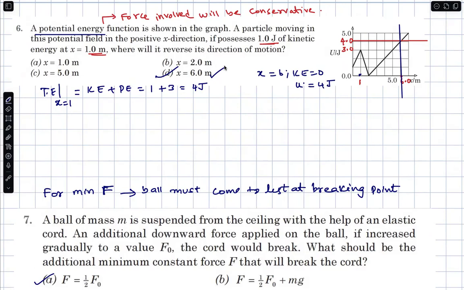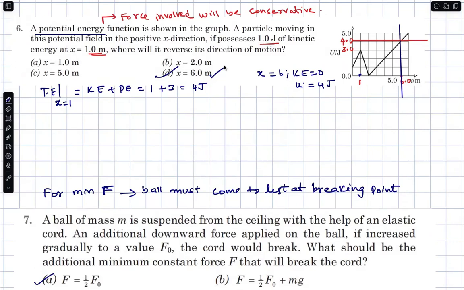My point is very clear. Why should it return at x is equal to 6? It can stop also. Stable equilibrium, how do you know? No.